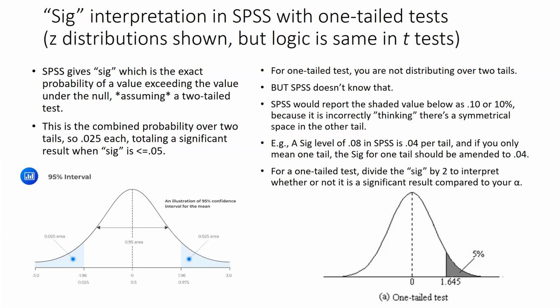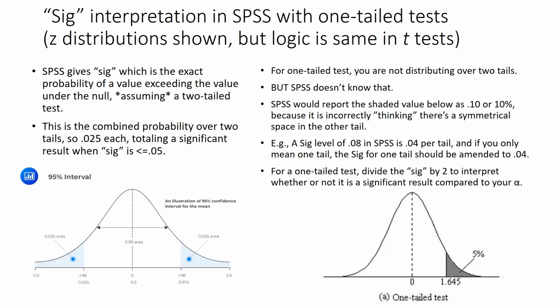Well, when the SIG is 0.05, that means 0.025 in each tail. So you'll have a significant result when that is less than or equal to 0.05. And that's kind of like what you're used to with a two-tailed test. It maps onto the logic of a two-tailed test perfectly well. But for a one-tailed test, this is on the right, you're not distributing over two tails. SPSS doesn't know that. SPSS treats all t-tests as two-tailed.